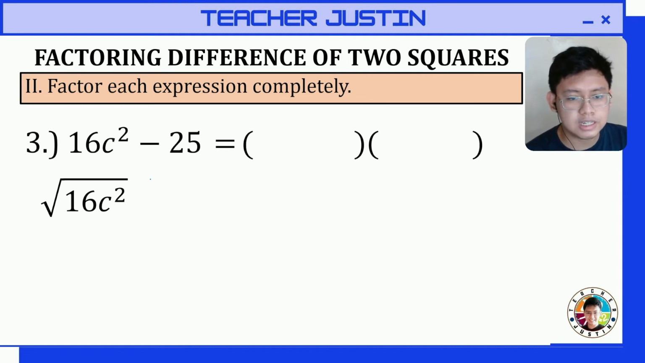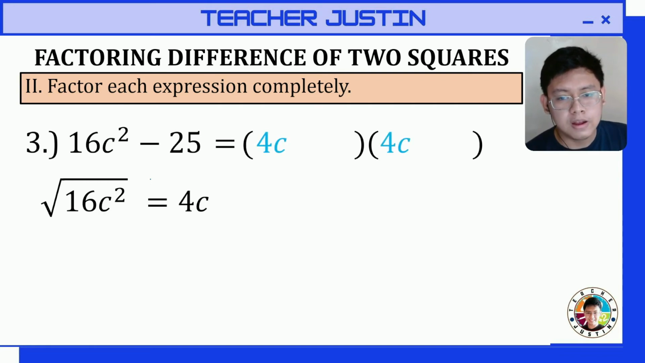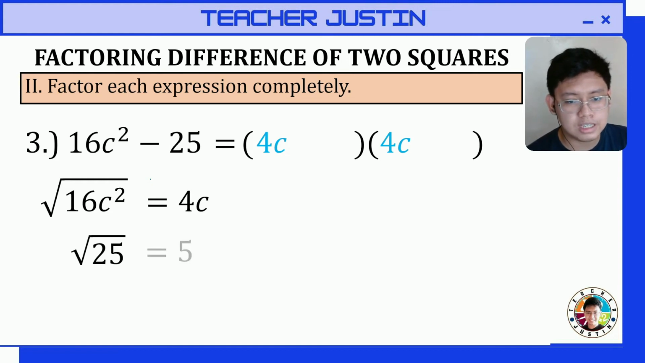So, the square root of 16 is 4. The square root of c squared is c. So, that will give us 4c. Ayan. Tapos, lalagay natin si 4c sa first term ng bawat group. So, we have 4c in the first term of the first group, 4c sa first term ng second group. Then, let's get the square root of the last term, which is 25. So, the square root of 25 is equal to 5.